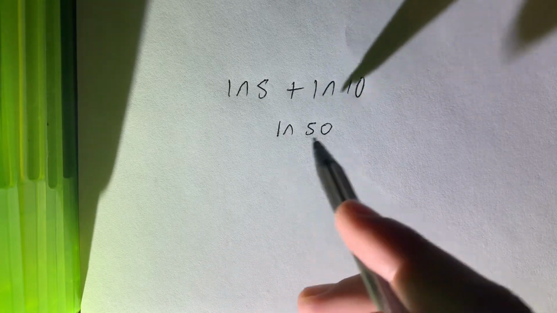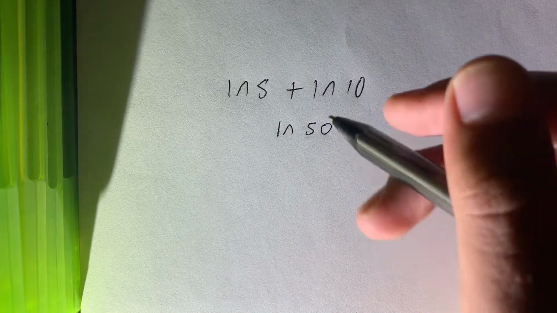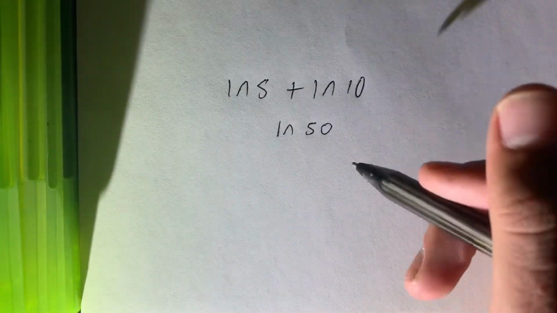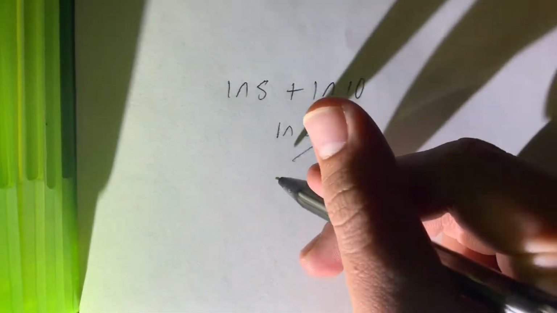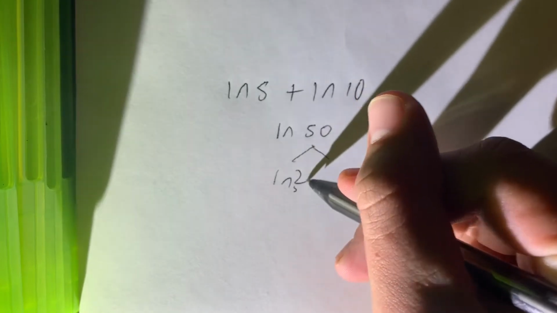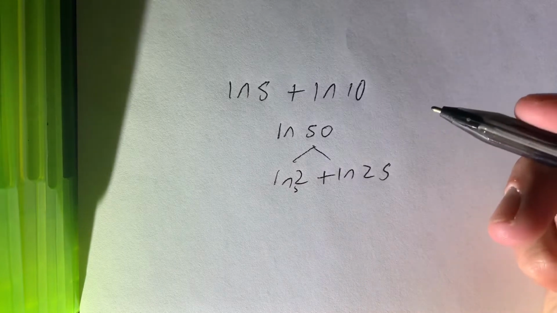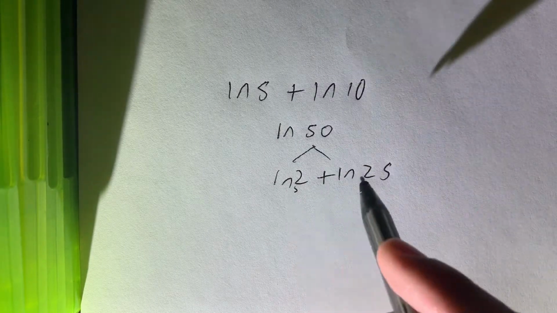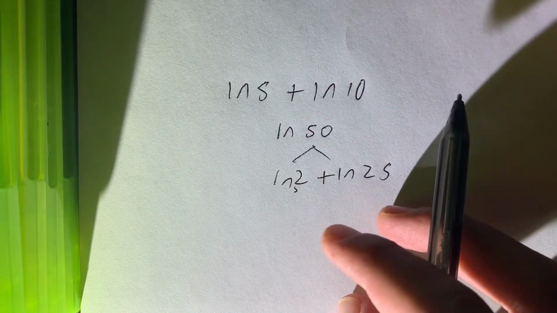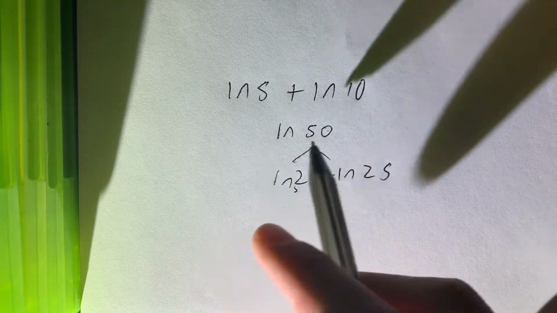And if we wanted to separate this, we could break it back up. It doesn't even have to be broken up into 5 and 10. We could separate this into ln of 2 and ln of 25, and we're adding them. So it's important. When we're adding separate logs, they multiply when they're together.